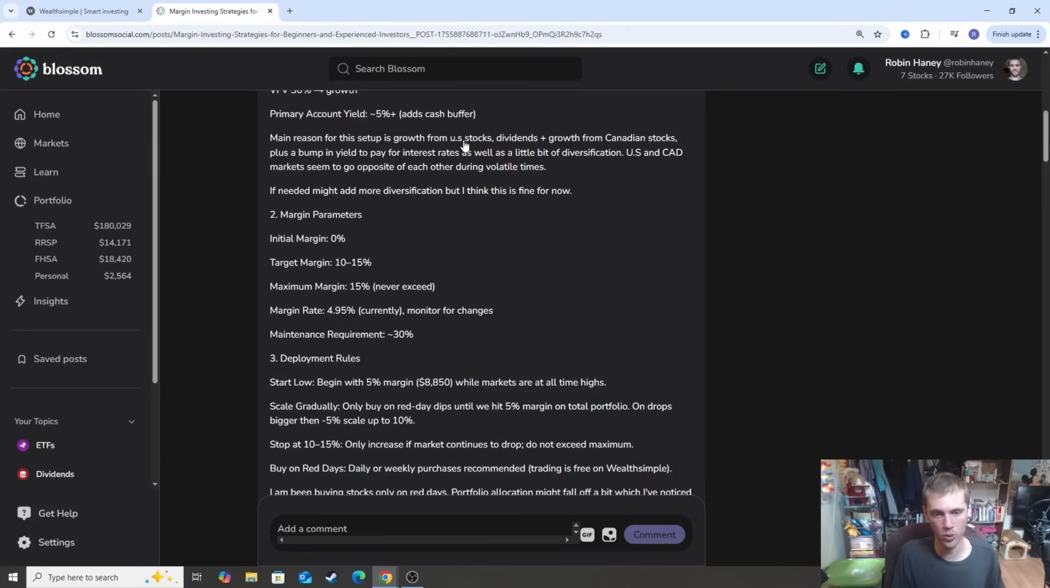Stocks for growth, Canadian stocks for the dividends plus the growth, and then obviously the ETF HDIV for the higher yield to help pay for the interest. Also, you get a little bit of diversification.